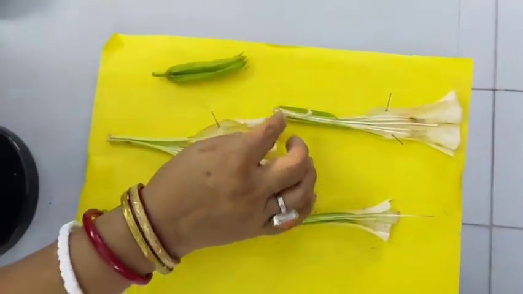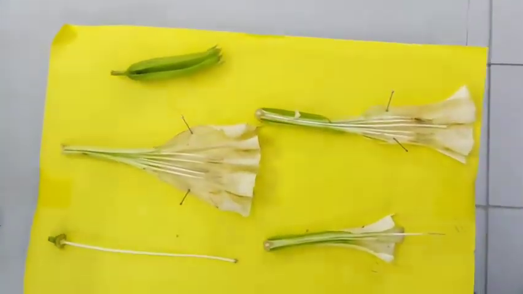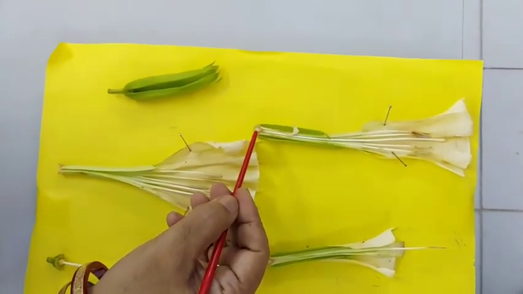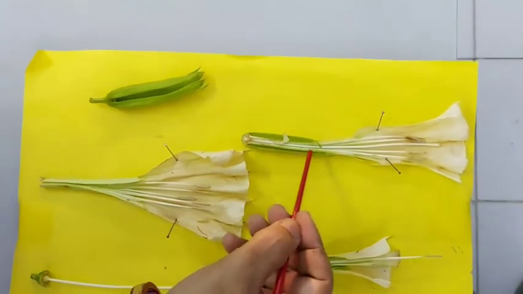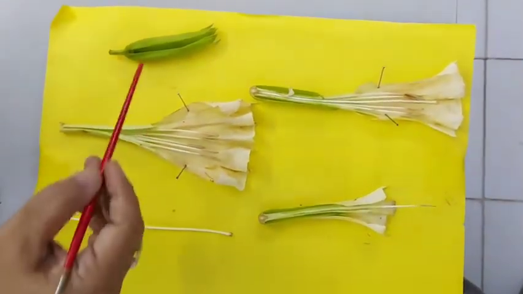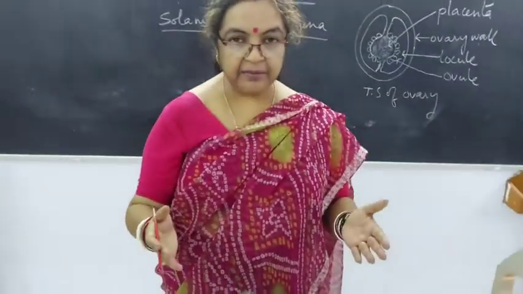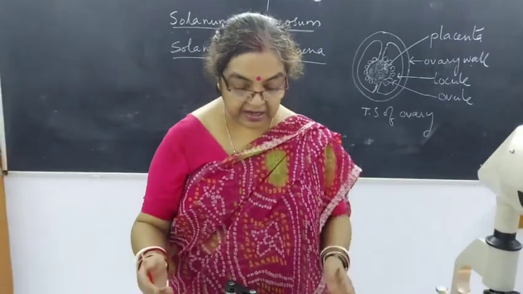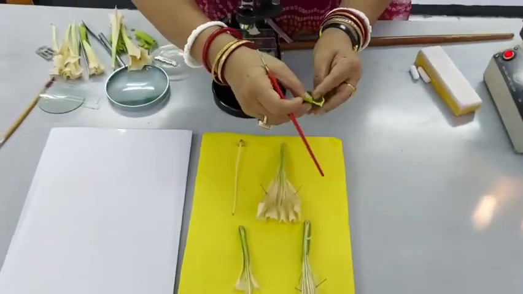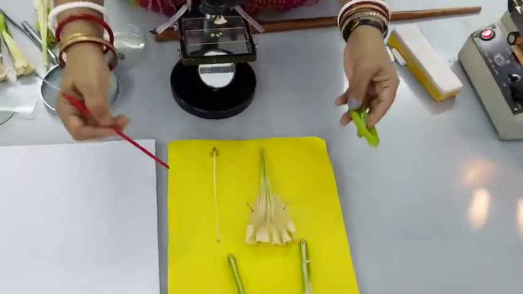So in this you can see the longitudinal section of the ovary is also observed. Then all the parts you can see in the longitudinal section. Then you have to display the other parts also. During the exam you will be given 2 or 3 flowers. So one flower you will utilize for making the longitudinal section, and with the other one you will display the parts.